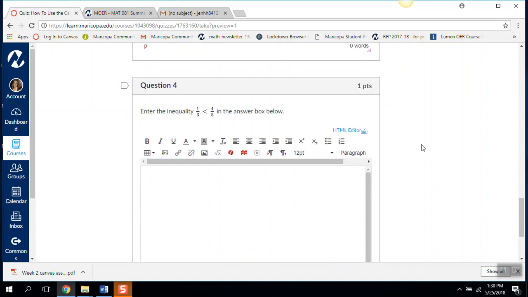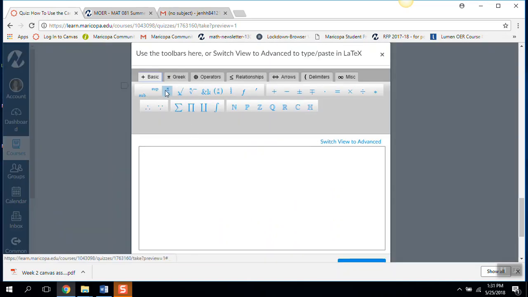Question 4. Enter the inequality 1/3 is less than 4/5 in the answer box below. I'm going to insert my math equation. I'm going to start by typing the fraction 1/3. Now I need the less than symbol. There's 2 places I can find it.